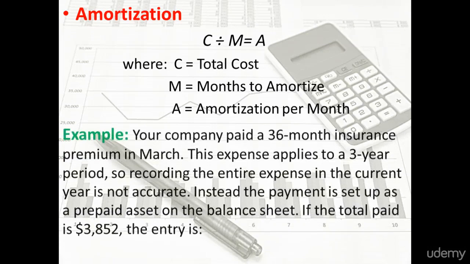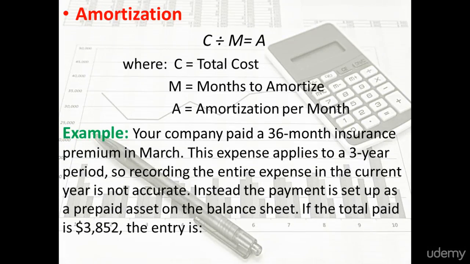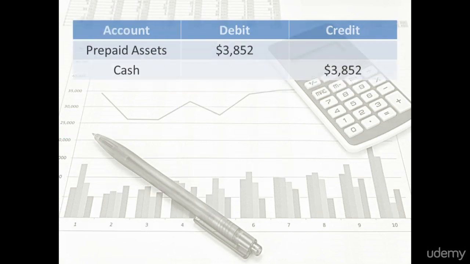Let's see an example. Your company paid a 36-month insurance premium in March. This expense applies to a 3-year period, so recording the entire expense in the current year is not accurate. Instead, the payment is set up as a prepaid asset on the balance sheet. If the total paid is $3,852, the entry looks like this.